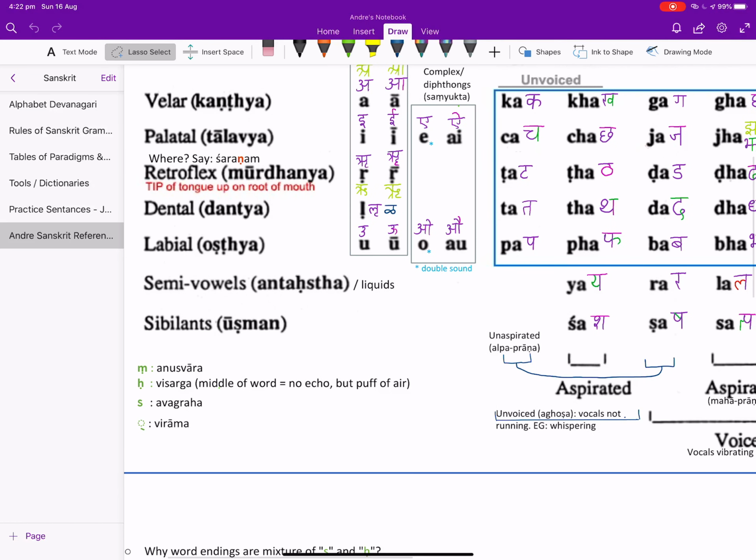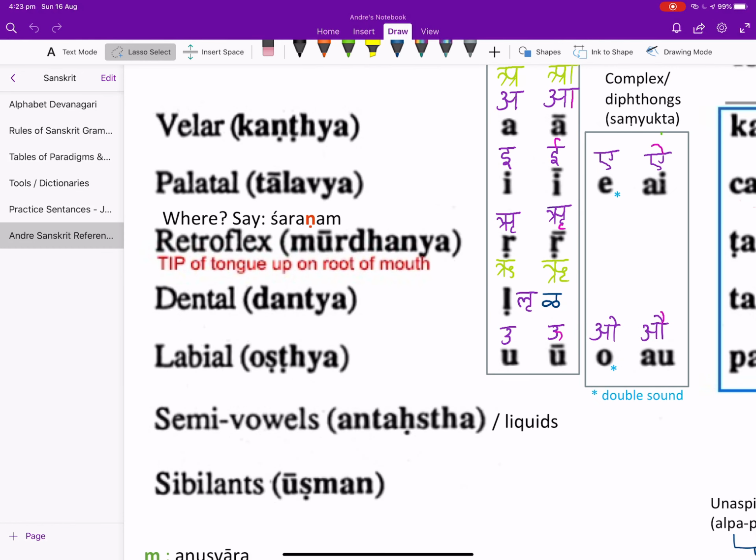How do you know if it's in the right position? Say the word sharanam, sharanam. Don't try to say it, just say it naturally. Sharanam. This sh is like a shoe. So say sharan and pause at the n and notice where the tip of the tongue is. Sharan. Mine is about 70 degrees forward. It's not 100. It's not 90 degrees up. It's up, but it's forward.